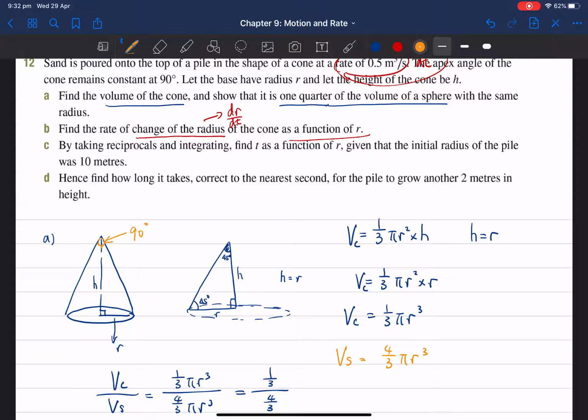So how do we do it? Because we know the radius is equal to the height, initially the radius is equal to 10 meters, which means the height is equal to 10 meters. To grow another 2 meters means the height is equal to 12 meters. So this is really important. We're thinking about when the height was 10 before, and now when the height is equal to 12 meters, and we're going to find the time difference.